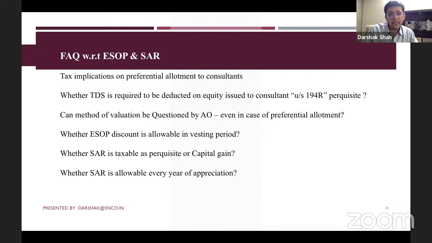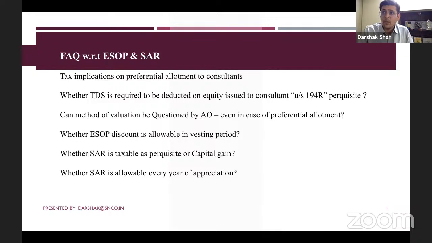Whether TDS is applicable on equity under 194R. Now, 194R generally is referring to any benefit or perquisite which is received over and above your professional income, in kind, right? Now, in this case, if we are characterizing this to be a professional income, in that case this would not be getting covered under 194R. This would be covered under the normal provisions of TDS.